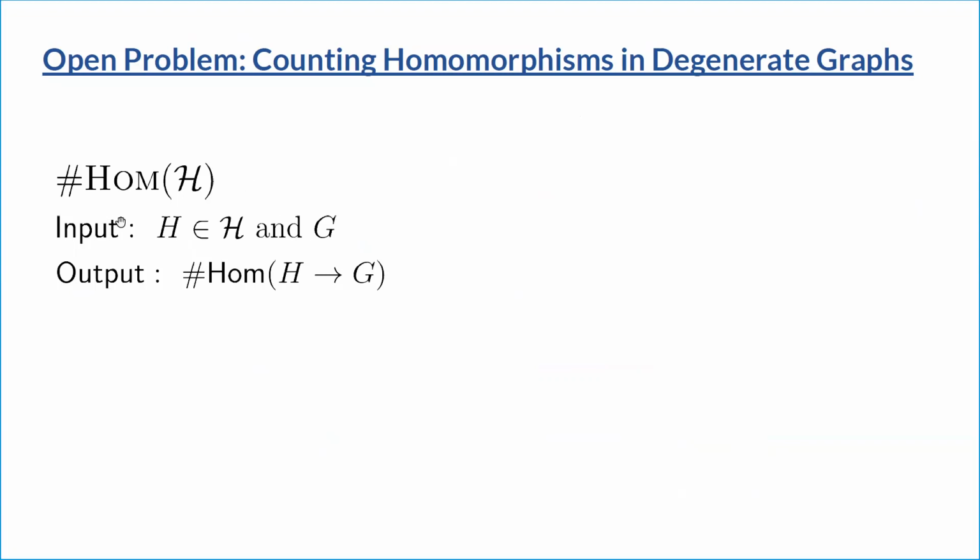I would, however, like to conclude this video with a particular open problem, which in my opinion is the most important open problem in this work. So we have classified subgraphs and induced subgraphs, but you might also wonder about homomorphisms. And similarly as for sub and in sub, I can define sharp hom from a class of graphs as the problem that expects a pattern in this class and a host G. And then the goal is to compute the number of homomorphisms from H to G.